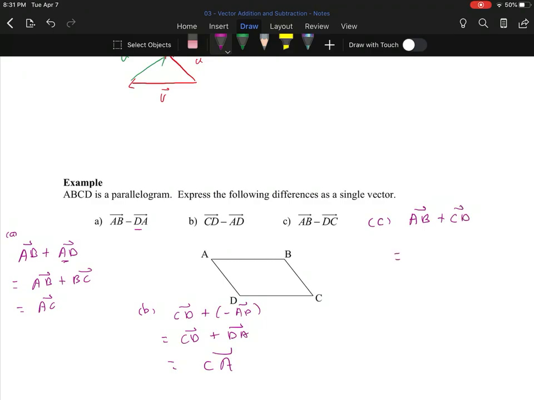Last one, AB minus DC, same procedure. I'm going to go AB, and instead of subtracting DC, I'm going to add CD. I can't add CD because CD doesn't end up at the end of AB, so I'm going to change CD to the vector that it's equal to, which is BA. And look at this, ABBA, dancing queen. No, okay, ABBA, A to B, B to A. What I end up is back at the same spot, 0 vector.